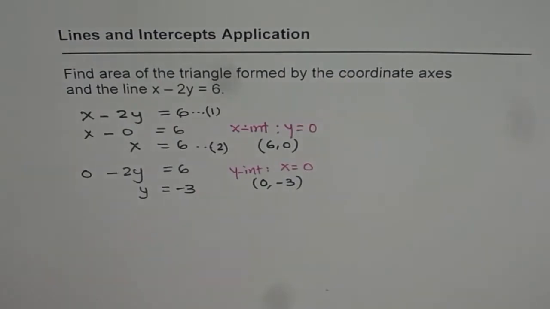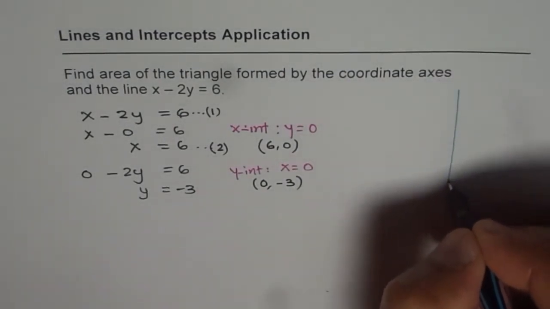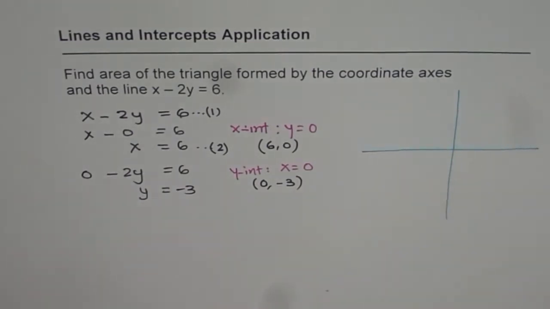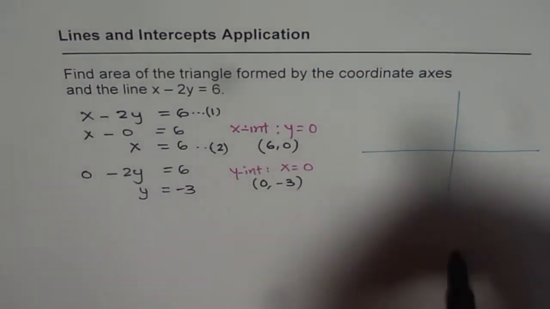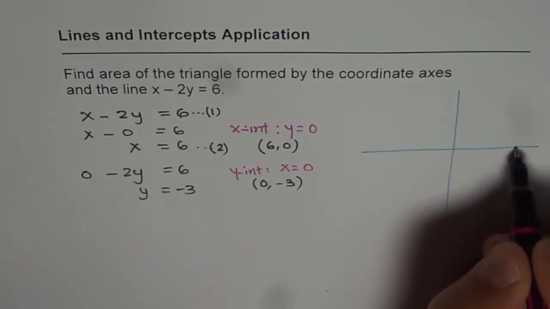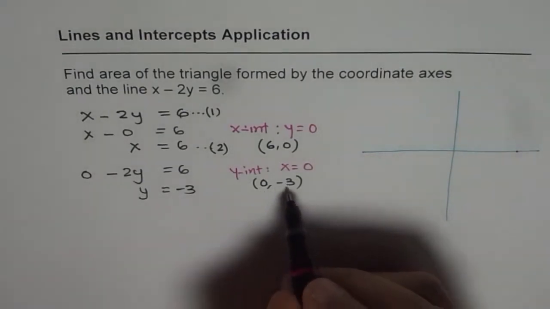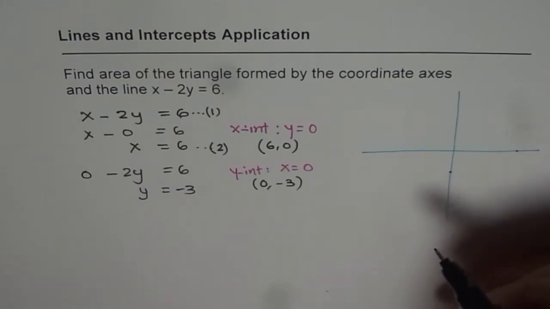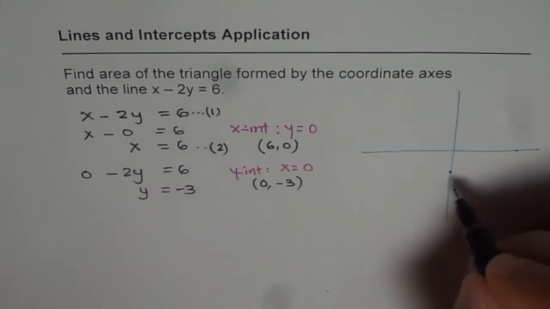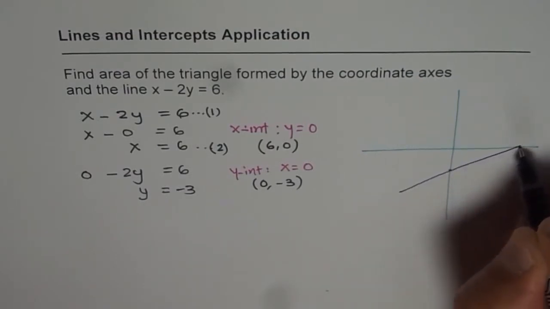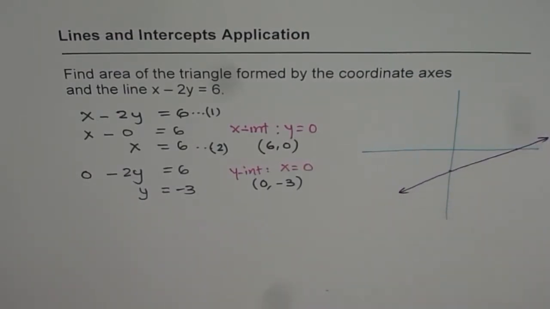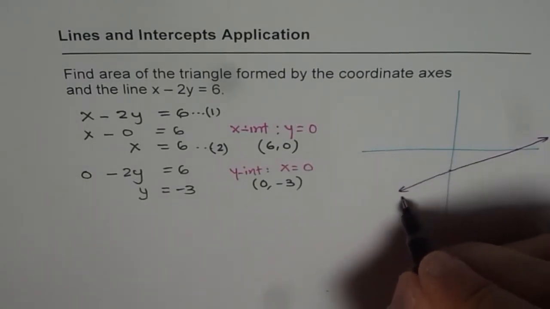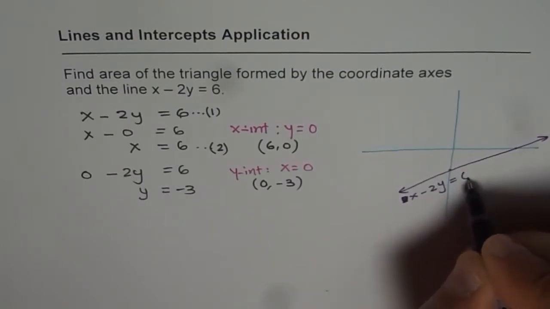Now let's sketch the line with both these intercepts and see which area we're talking about. The x-intercept is (6, 0), so that means somewhere here, right? The y-intercept is (0, -3). Let us say this is minus 3 for us. The line joining these 2 points will represent x minus 2y equals 6. So let me just roughly join them, right? So that is the line x minus 2y equals 6.